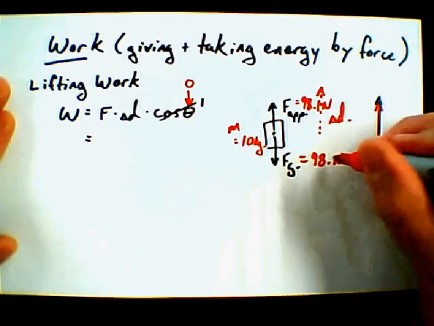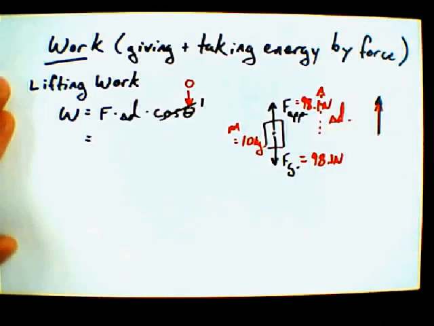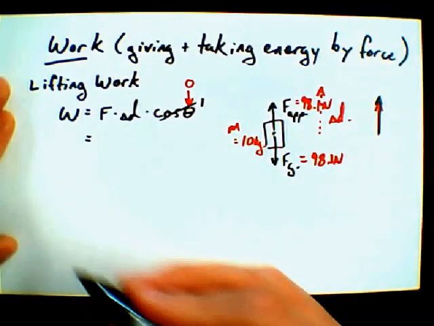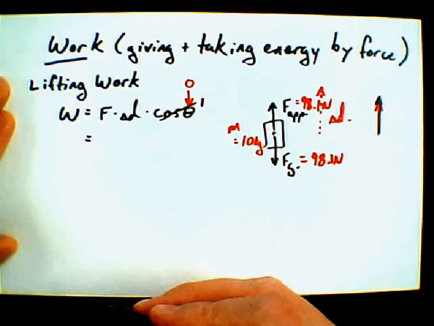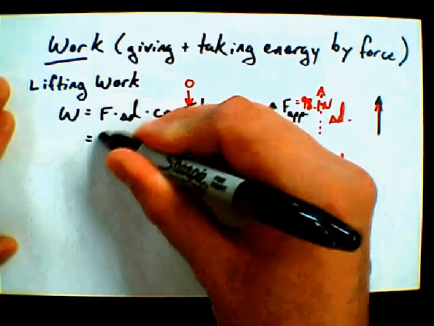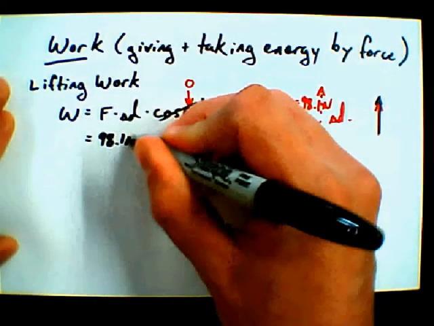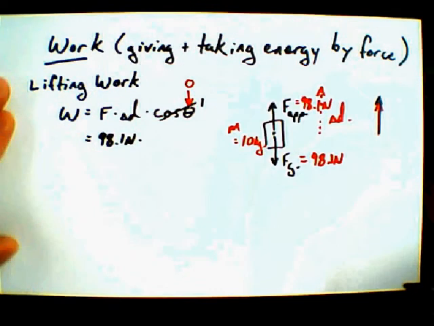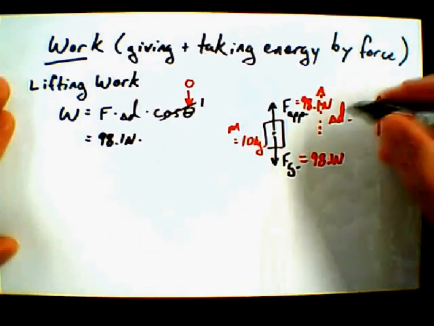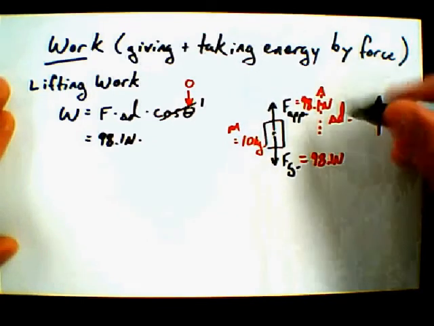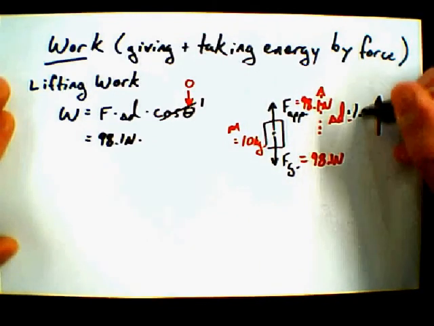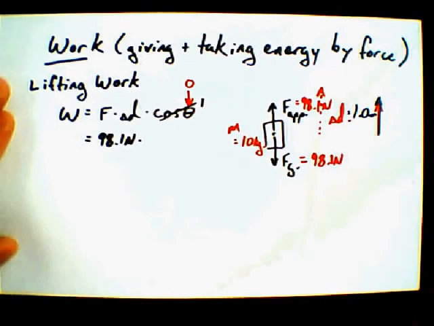Oh, did I put a point but no 1? Oh, you're right. All right, so if I start subbing in values, my force applied for the amount of work a lifter would do would be 98.1 newtons times delta D. Oh, we don't have a displacement yet. Let's figure out how much work it would do. What's a good height to lift something? 1 meter, okay. All right, 1 meter.